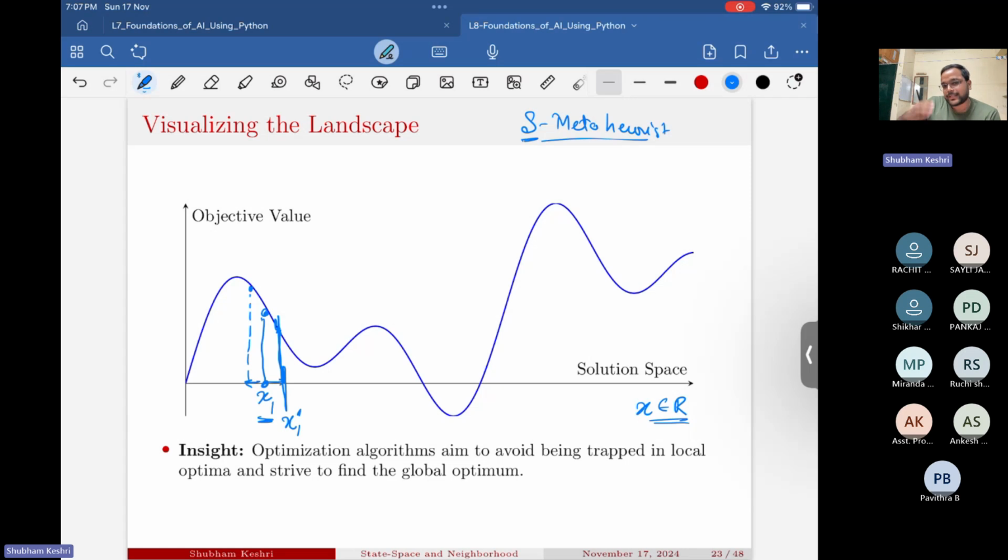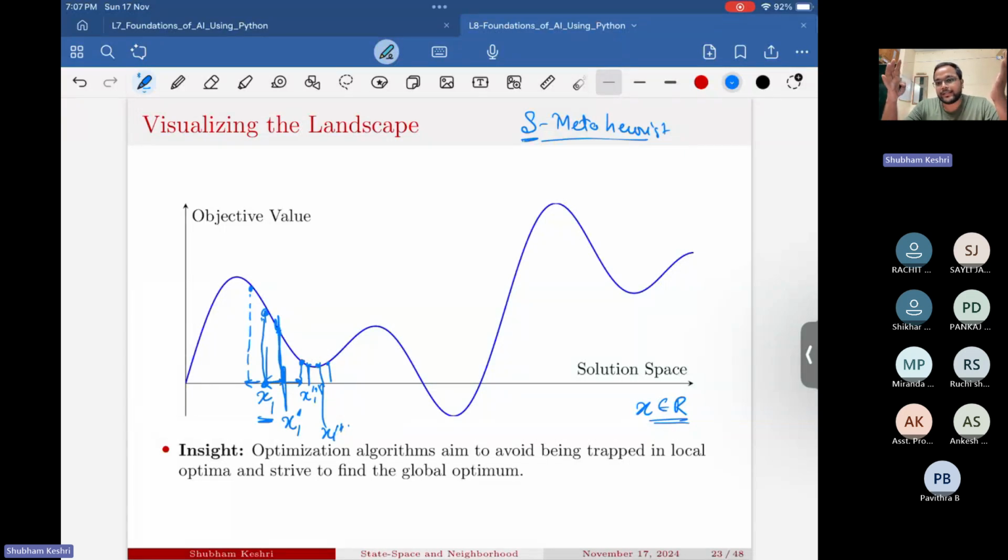And when it has come to x1 dash, it will look into the neighborhood. It will go either this way or this way, and it will see that going to the right hand side decreases the objective function value. So it will come to x1 double dashed, and then suppose x1 triple dashed. Now when it has reached x1 triple dashed and sees its neighborhood on the left and right, the objective function value is increasing on both sides. Therefore, it will say it has reached a local minima.